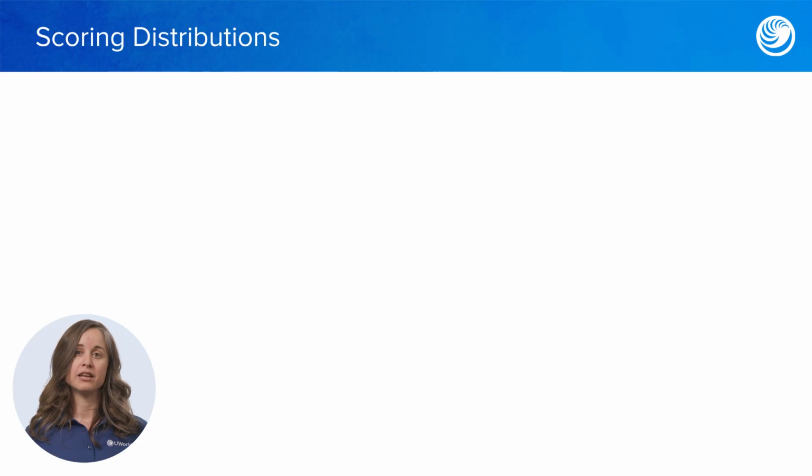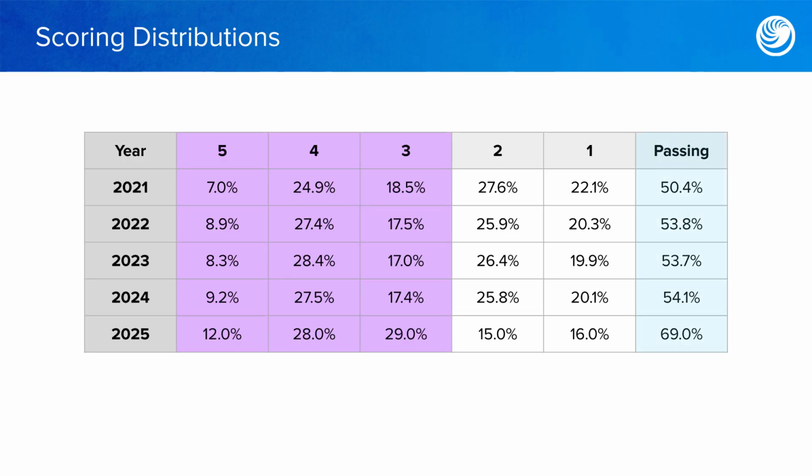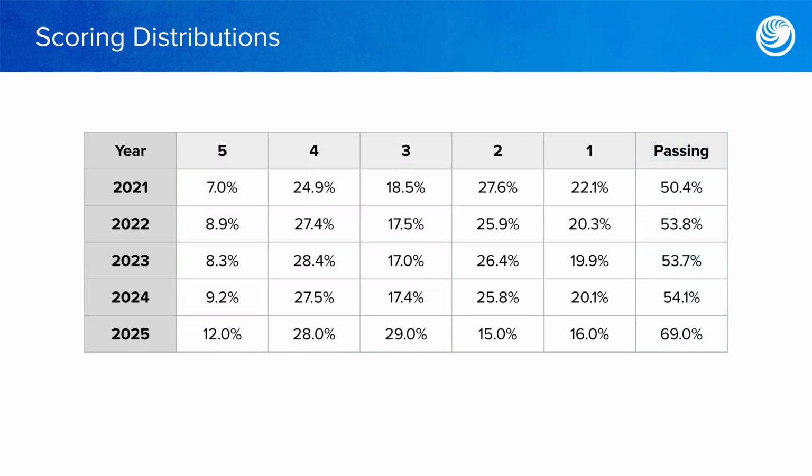Scoring distributions can be helpful to show the difficulty of the exam and how students generally perform on average. This table shows the scoring distributions for the APES exam after the major rewrite in 2020. It's important to note that although a score of a 3 and up is considered a passing score, some universities only accept 4s and 5s. While it's hard to get a 5, shown by the lower percentages, a score of a 4 is more attainable.